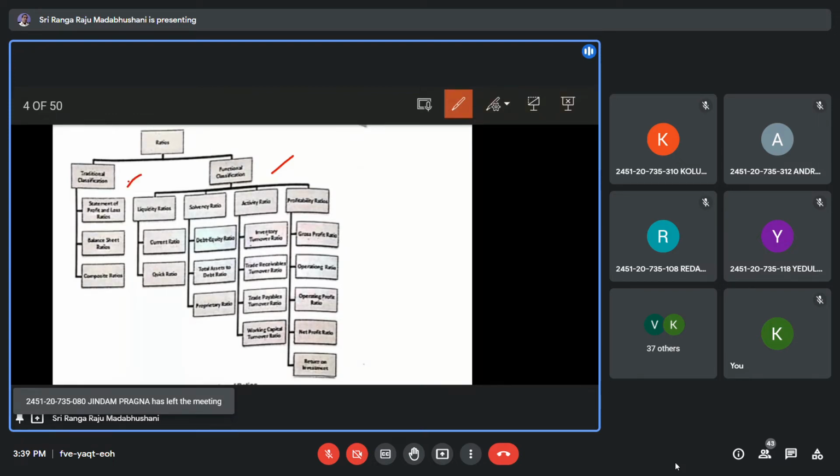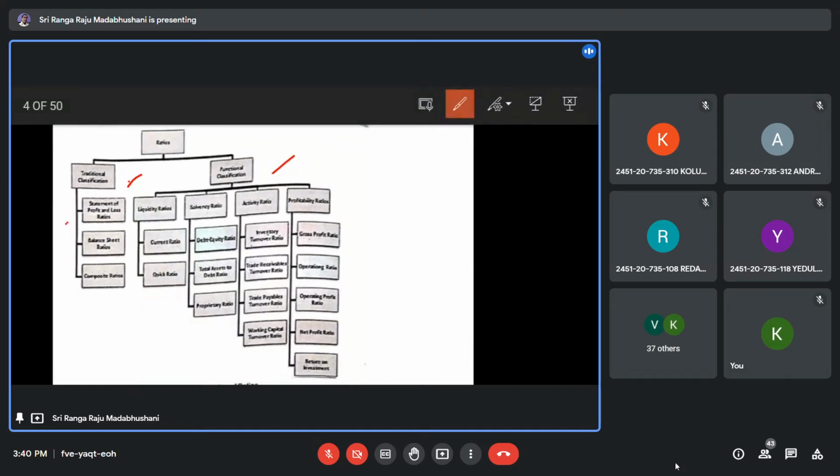In the traditional classification, first are the statement of profit and loss ratios, based on the information from profit and loss. That means the revenue statements: trading and profit and loss account if it is a trading organization; manufacturing, trading and profit and loss account if it is a manufacturing organization; and if it is a service organization, only the profit and loss account, the revenue account, which we call the income statement. You will study the relationship between variables within that statement.